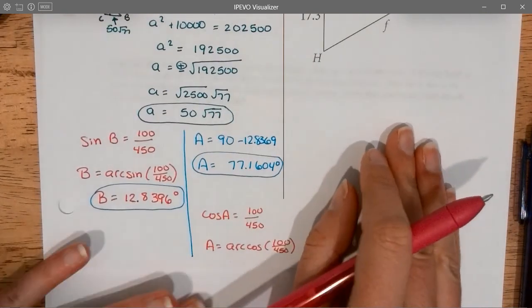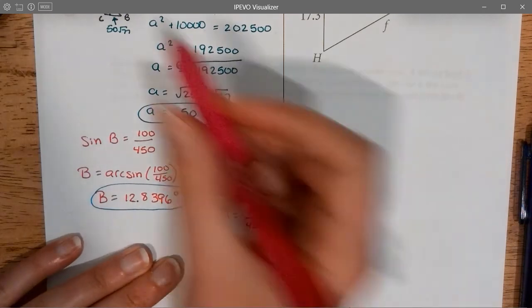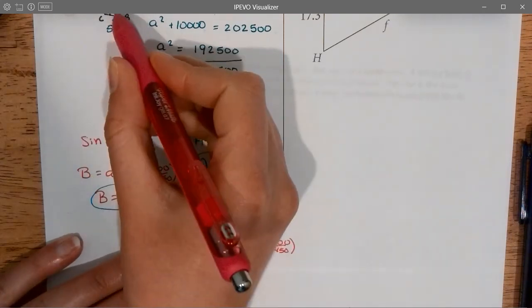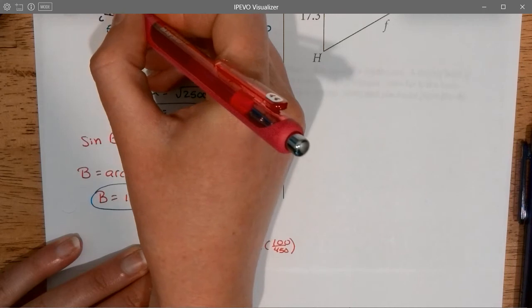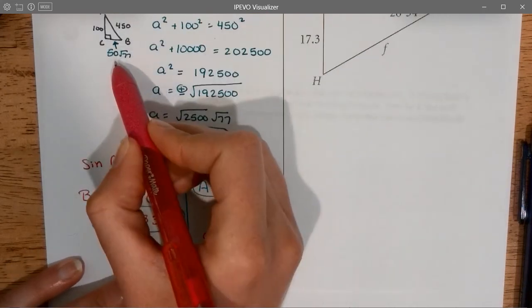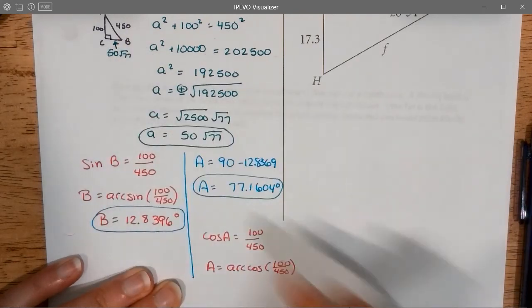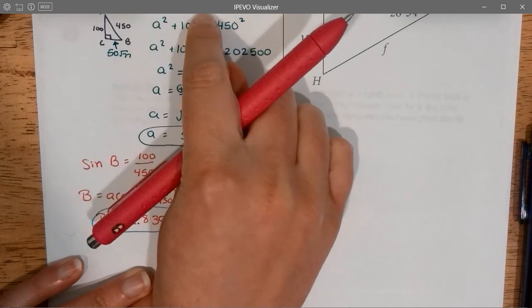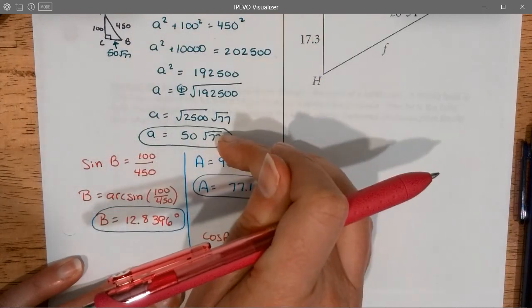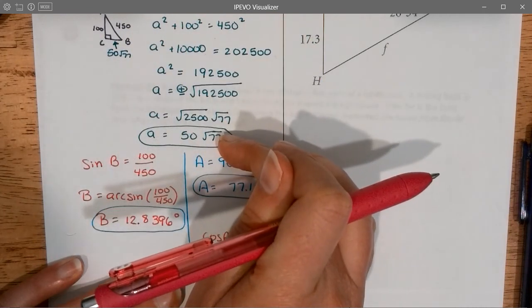There are many other ways I could have used. Once I knew this ratio, I could have found angle A from, say, the arc tangent of 50 square root of 77 over 450 as well. Lots and lots of methods I could have used, trying to stick with using the original value as much as possible in case we had made a mistake in one of those values. You don't want the mistake to be replicated throughout.